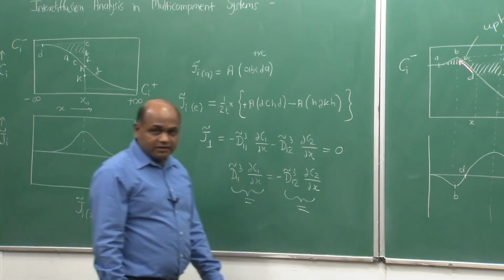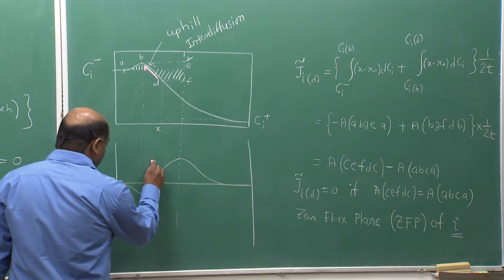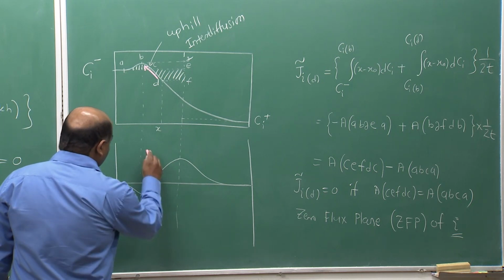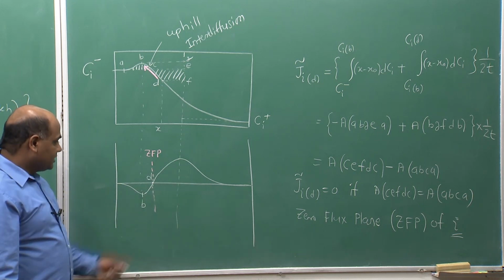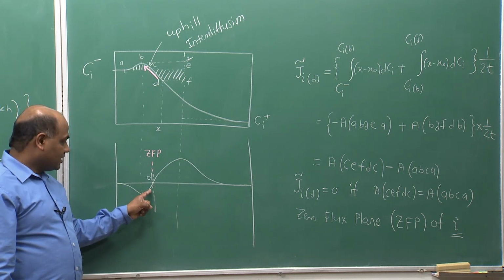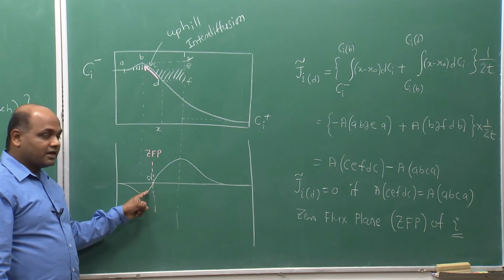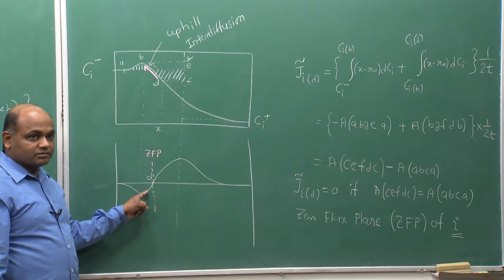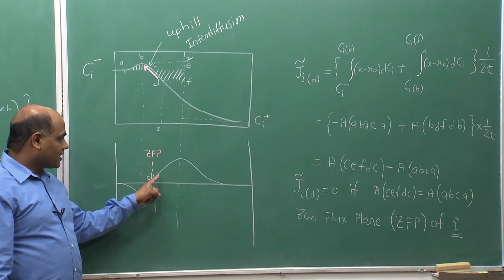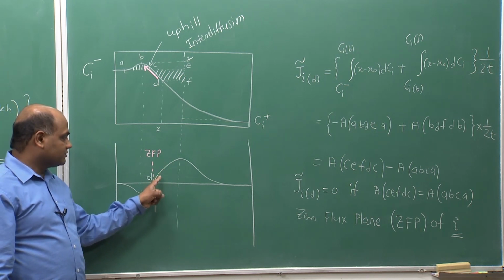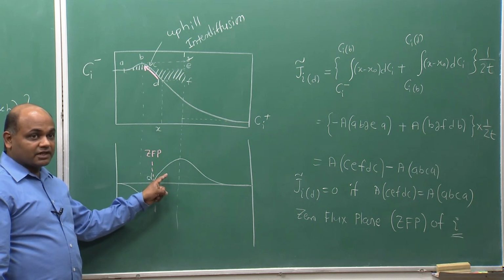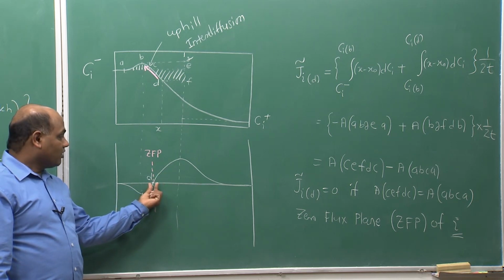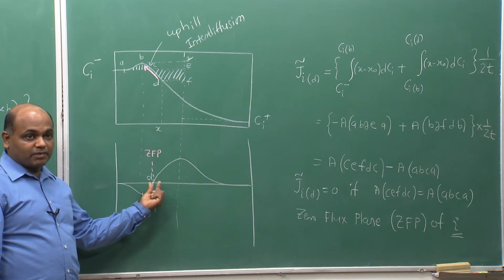We can also see, if we look on either side of the ZFP, on the left side diffusion flux is negative, that is the component is moving from right to left. On the right side diffusion flux is positive, that is the component is moving from left to right. So, there is a reversal of flux on either side of the 0 flux plane or ZFP.